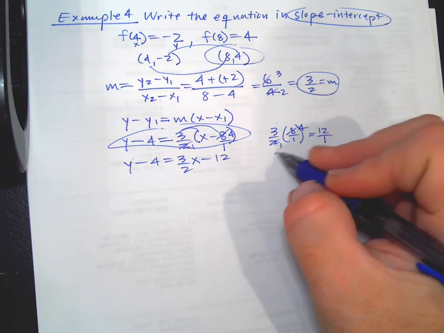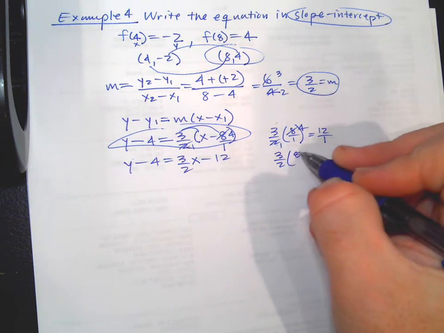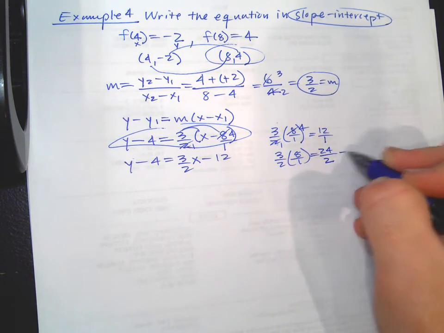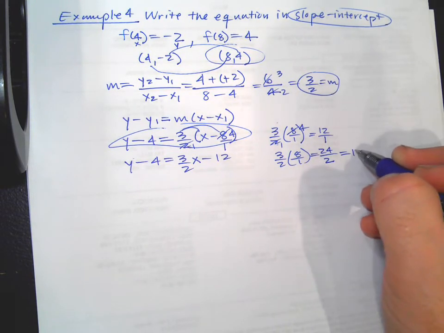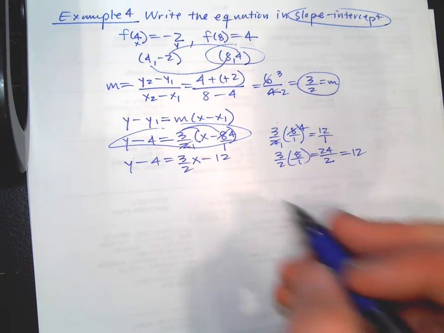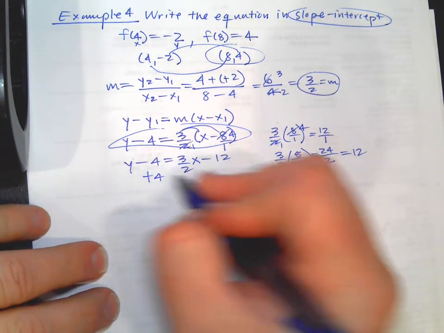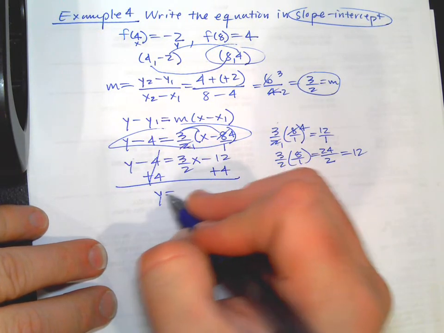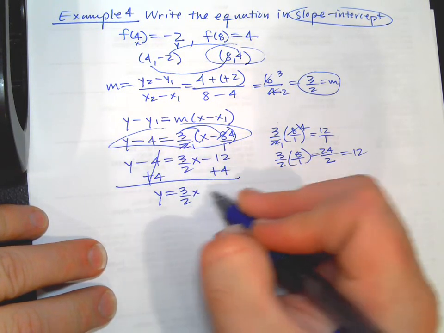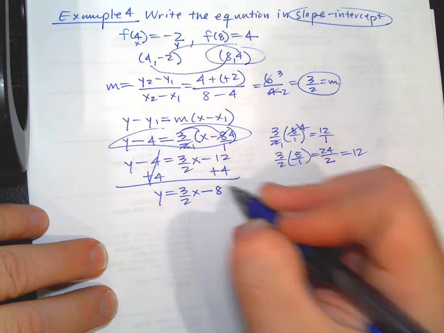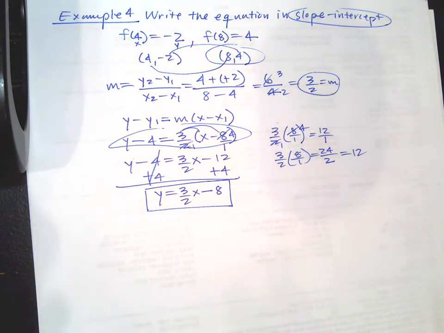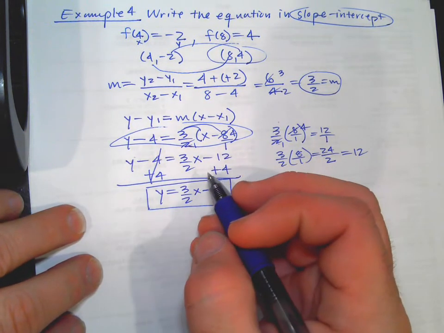You can say 3 halves times 8 over 1. You just multiply the tops and multiply the bottoms right away, and then reduce. 24 divided by 2 is 12. So however you do it, you can get 12. Then we've got to get rid of the minus 4 by adding 4. And that's your answer.